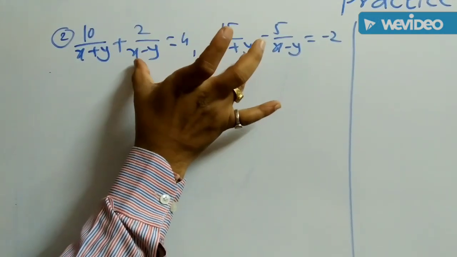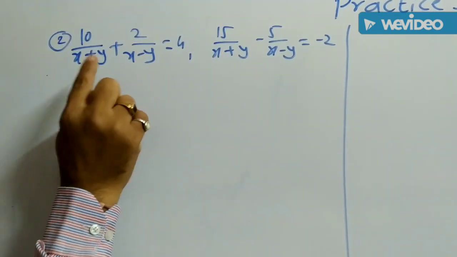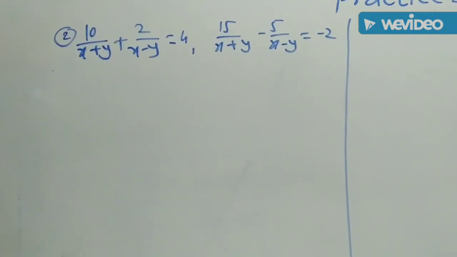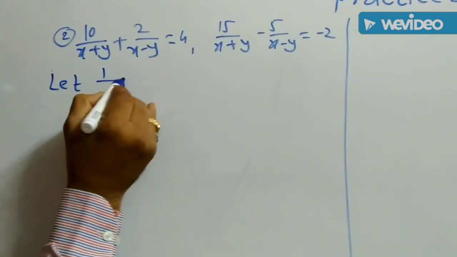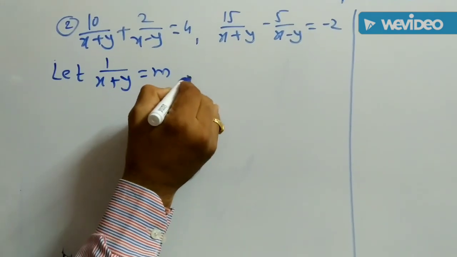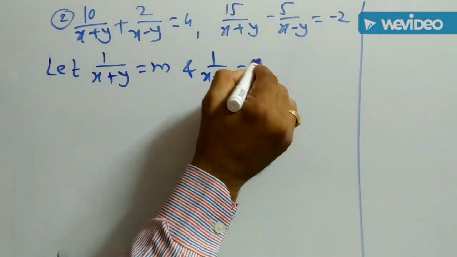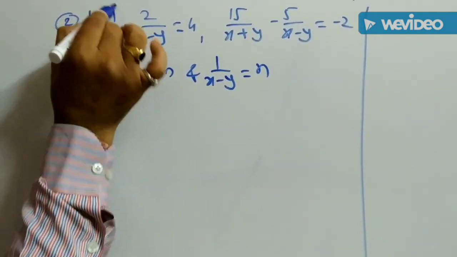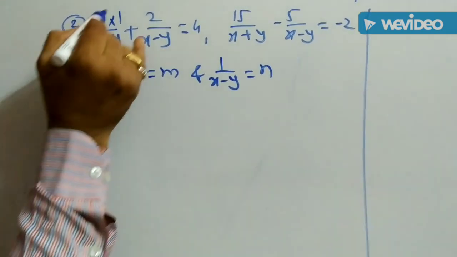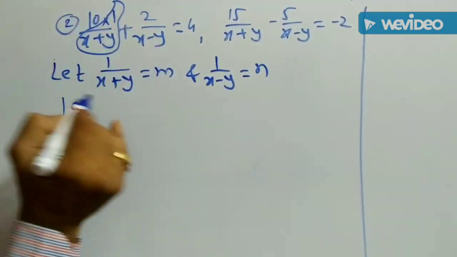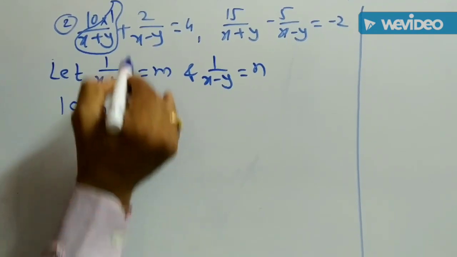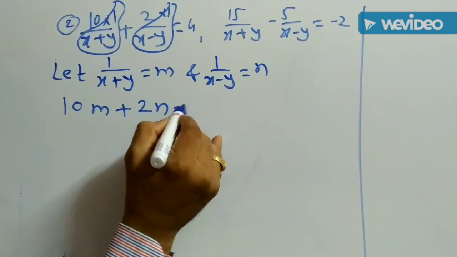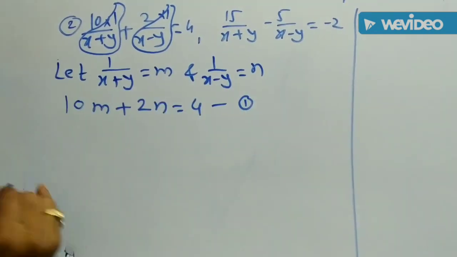Therefore, firstly, we have to convert these into linear equations by substituting new variables instead of this x plus y and x minus y. Therefore, we consider, let 1 upon x plus y is equal to m and 1 upon x minus y is equal to n. Now 10 into 1 upon x plus y, therefore 10, and instead of 1 upon x plus y we substitute m, plus 2 into 1 upon x minus y, instead of this we substitute n, is equal to 4, equation 1.